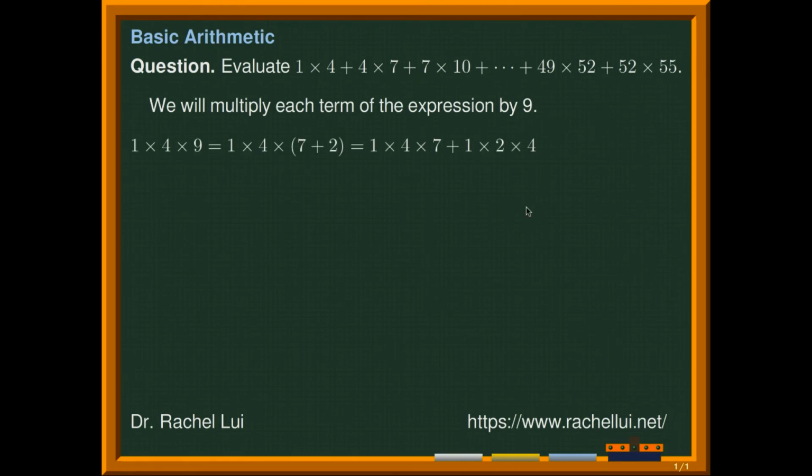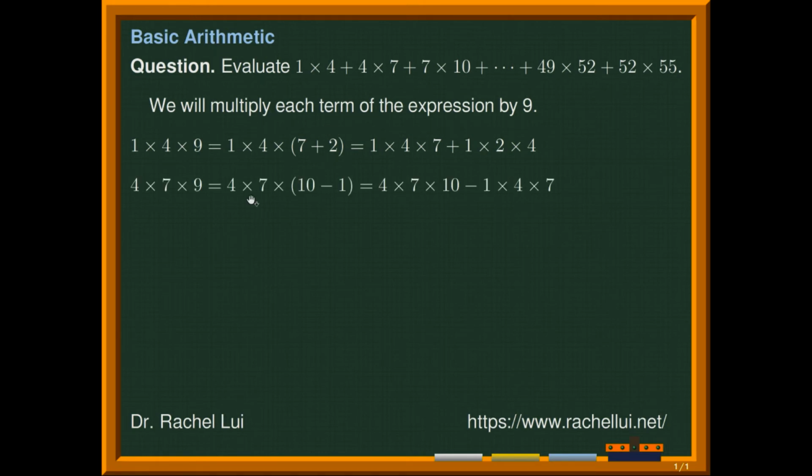So 1 times 4 times 9 is equal to 1 times 4 times 7 plus 2. So why do I break down 9 into 7 plus 2? The reason is I want 1 times 4 times 7. So right now I got the 1 times 4 times 7. And not to forget, I still have to add 1 times 2 times 4.